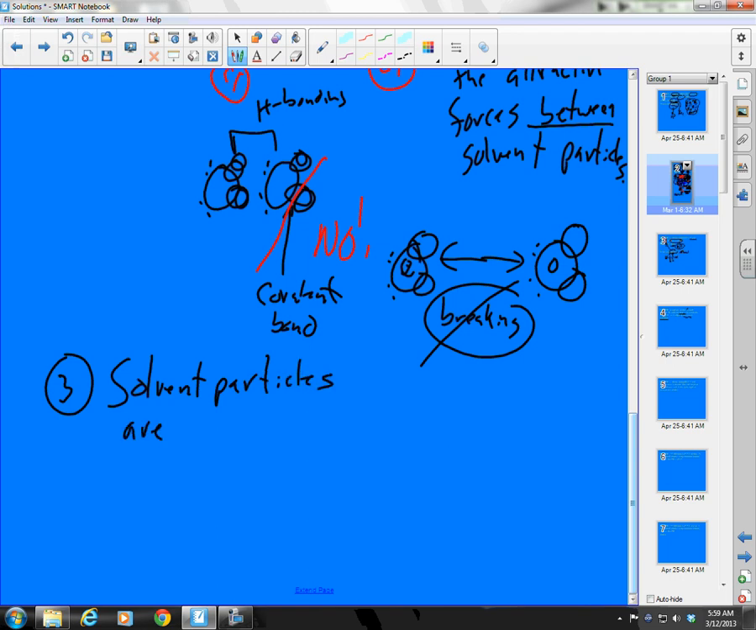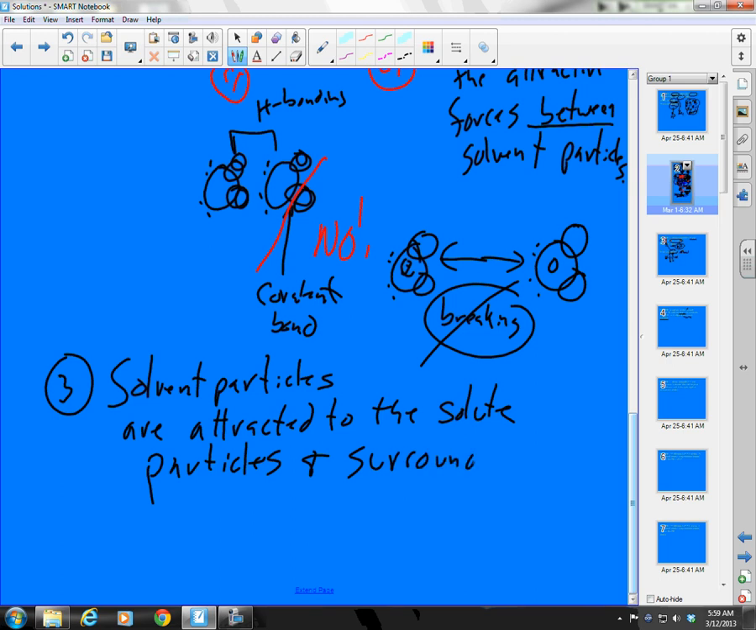My solvent particles are attracted to the solute particles and surround them. And that's how I make a solution. And this is important here: if I don't have any attraction between my solvent particles and solute particles, I am not going to form a solution. Okay, so those are the 3 steps.